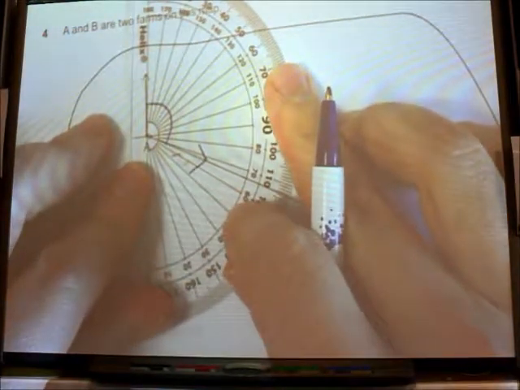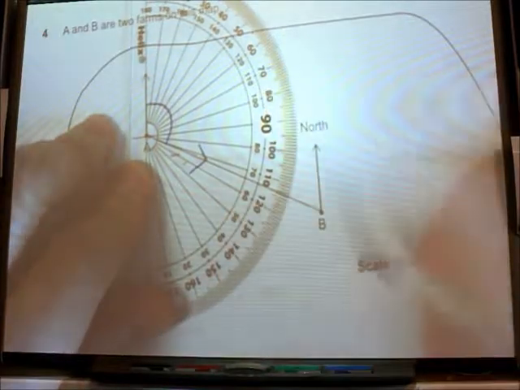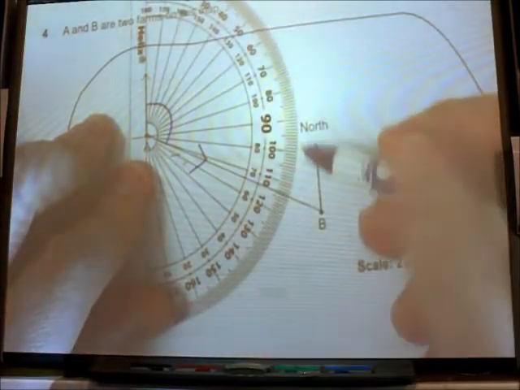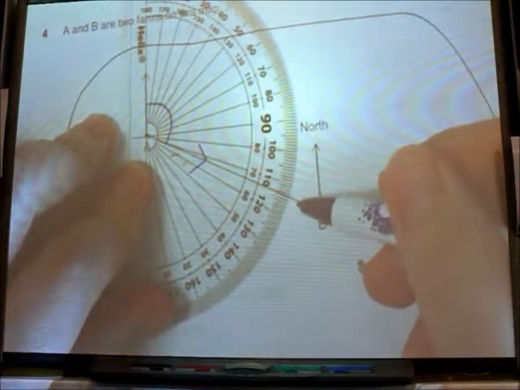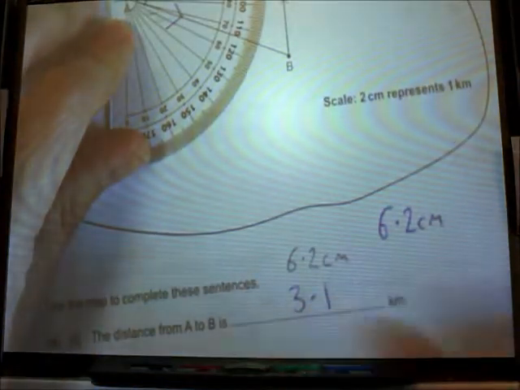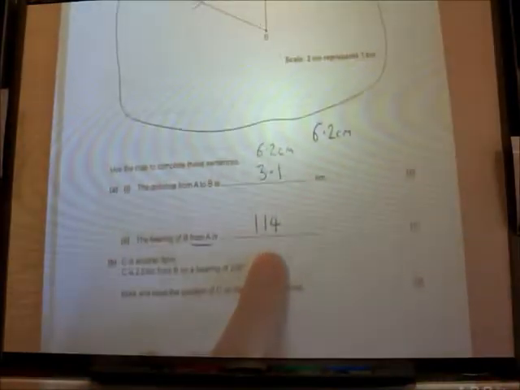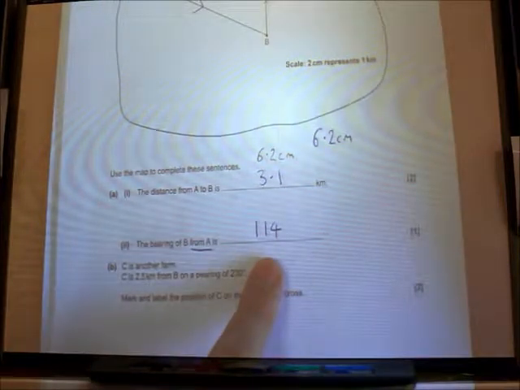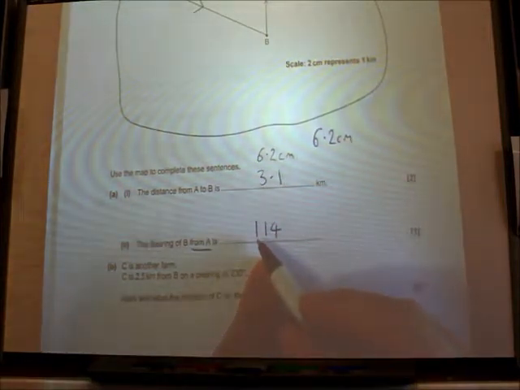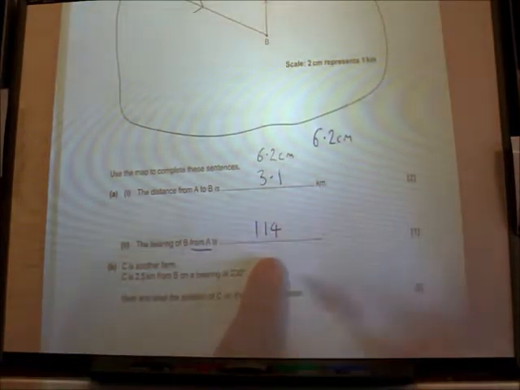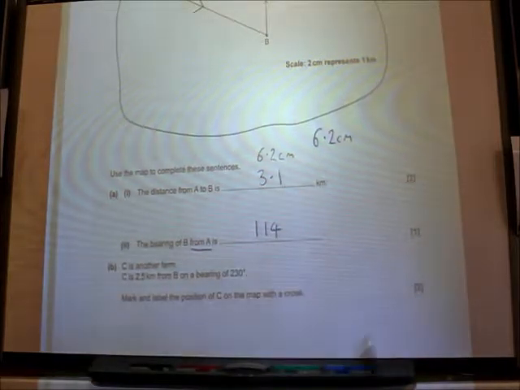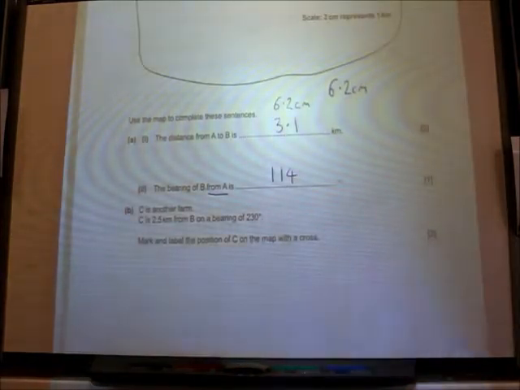And I'm not sure how well you can see it, but you start from 0 all the way around to 114. I make that. So it would be 114. Don't forget, bearings are always written as 3 figures. They're called 3-figure bearings. So if the bearing was, for example, 92, you must put 092. But because this is 3 digits anyway, it's fine. Next bit, 2 marks for this bit.